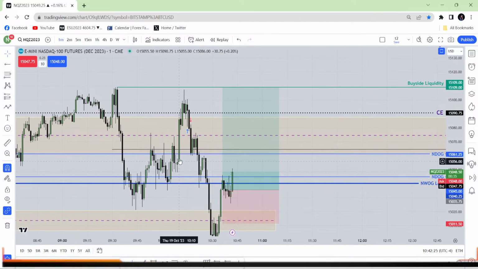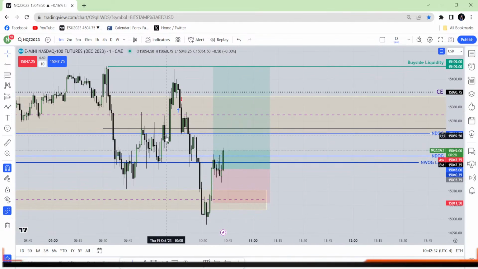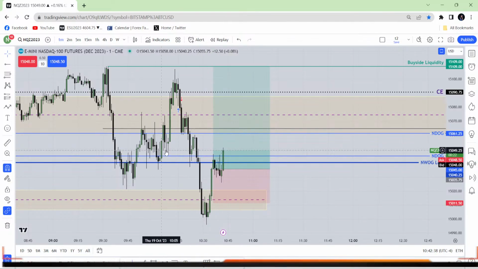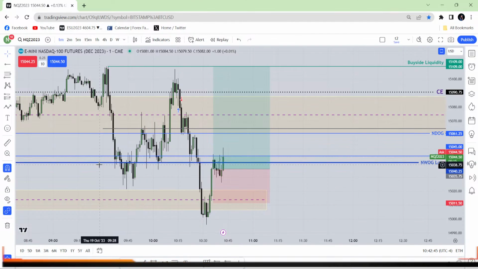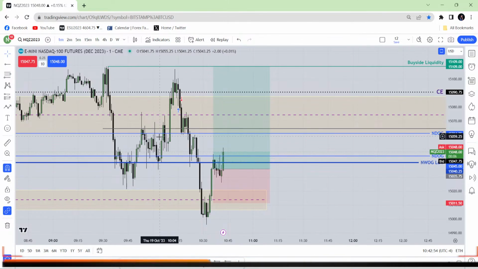Everything I have in concern is the new day opening gap. I am expecting that it will also go through the new day opening gap. Why? Because I didn't see any respect before. Market didn't respect these two levels, the new week opening gap and the new day opening gap. I didn't see any perfect respect from these two levels, so that is not my concern anymore.